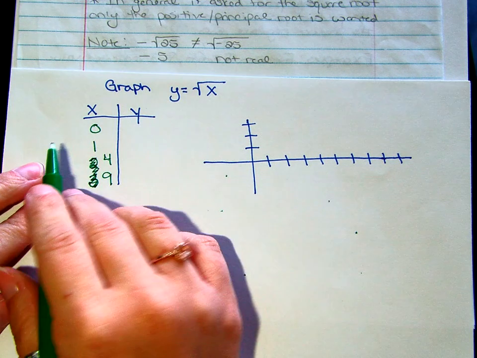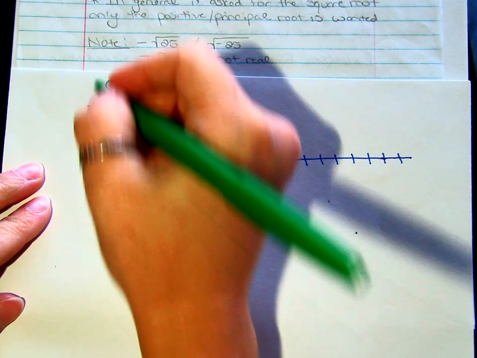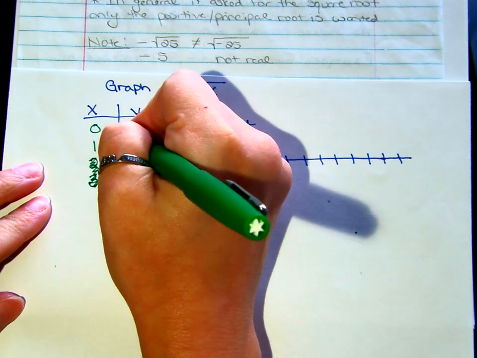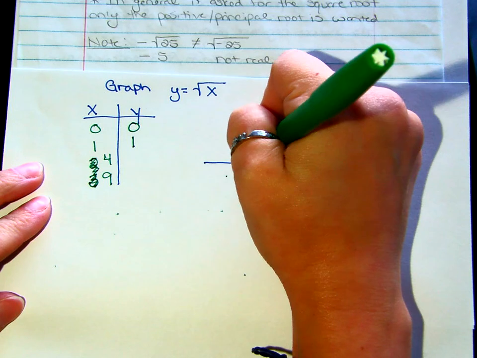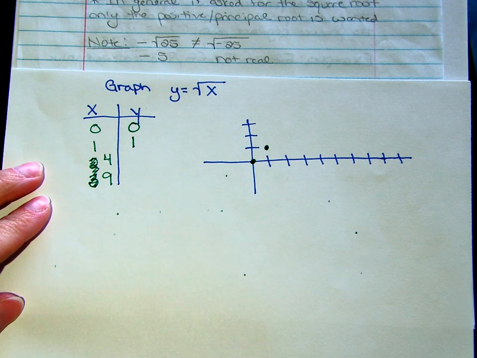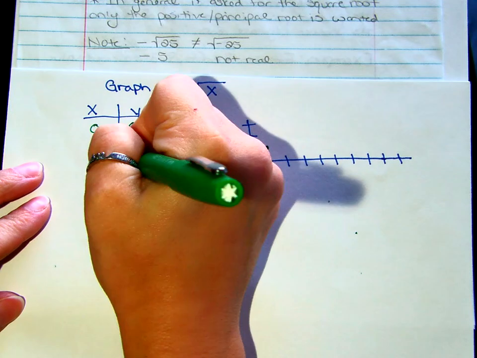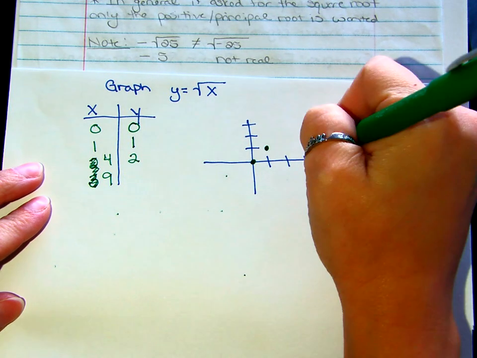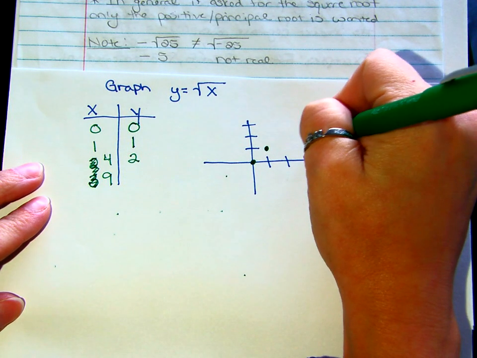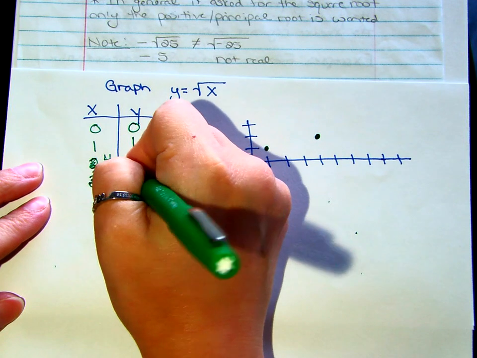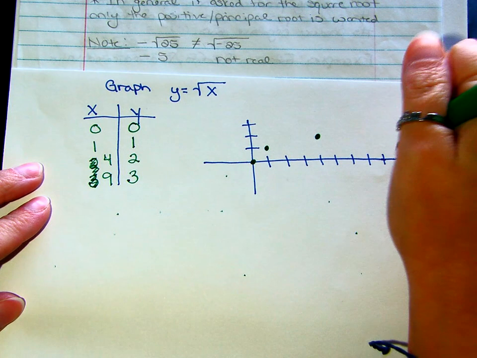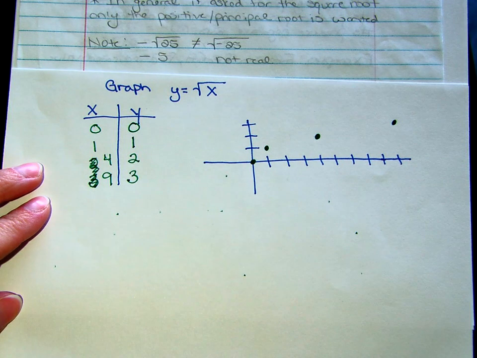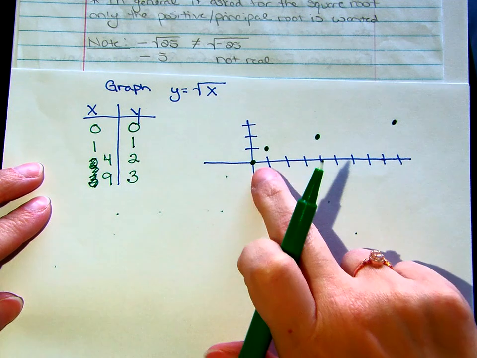So when x is 0, if I plug that in, I take the square root of 0, it's 0. Square root of 1 is 1. So right now it looks like we're going to have a line. Square root of 4, though, is 2. So 1, 2, 3, 4. And then we go up. Square root of 9 is 3. And that goes up here. And so if you look, it kind of starts to get a curve.